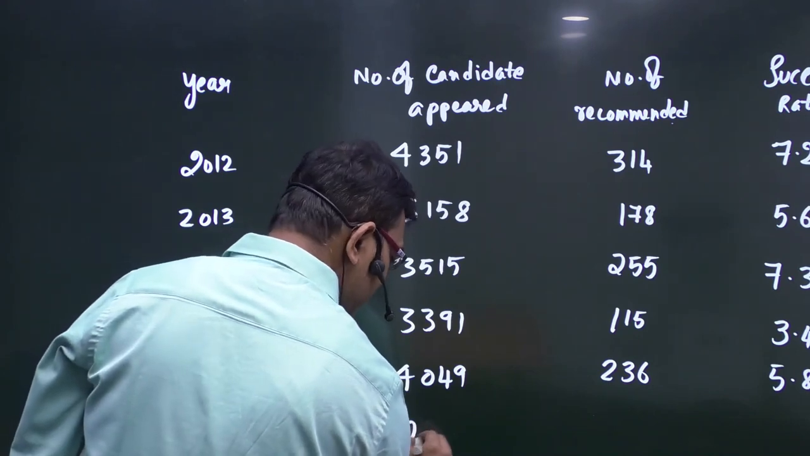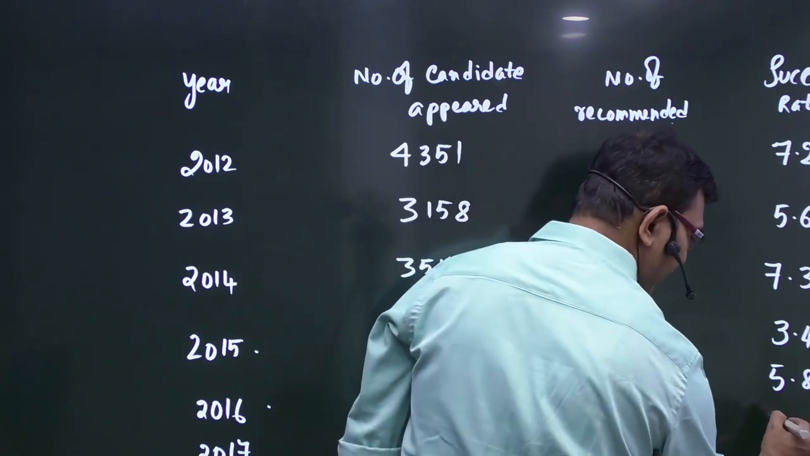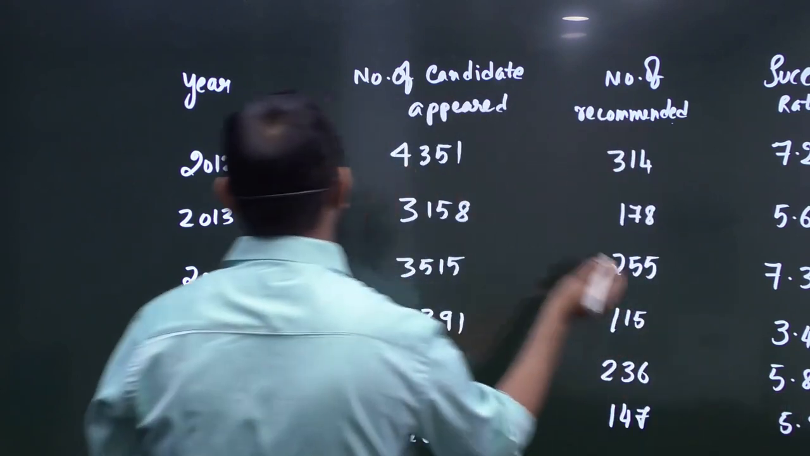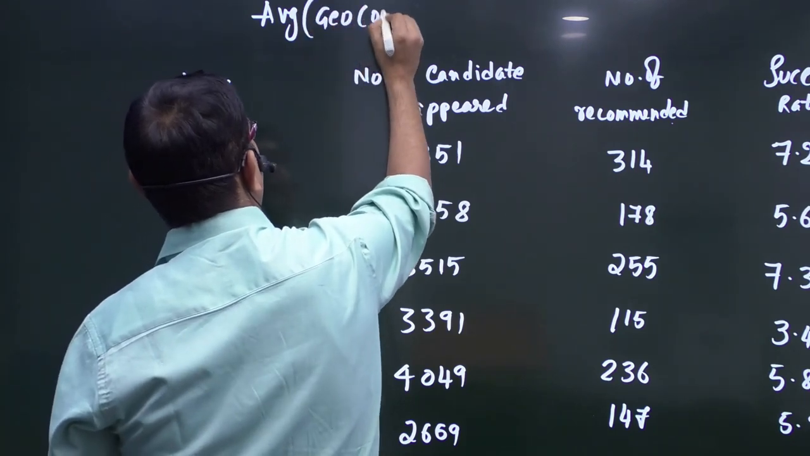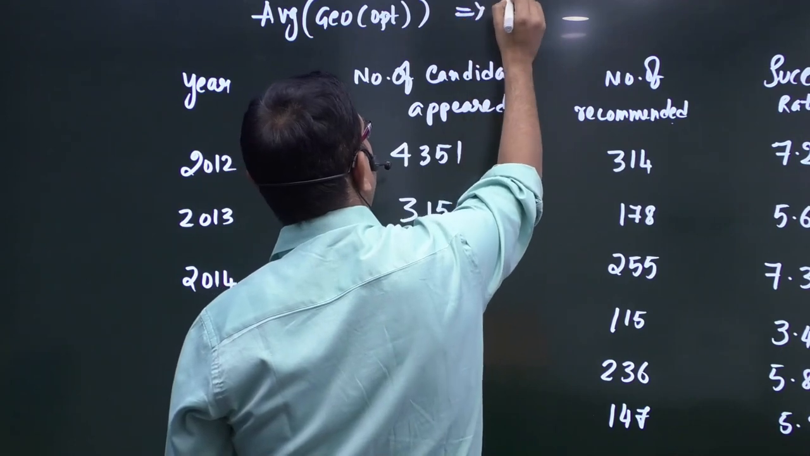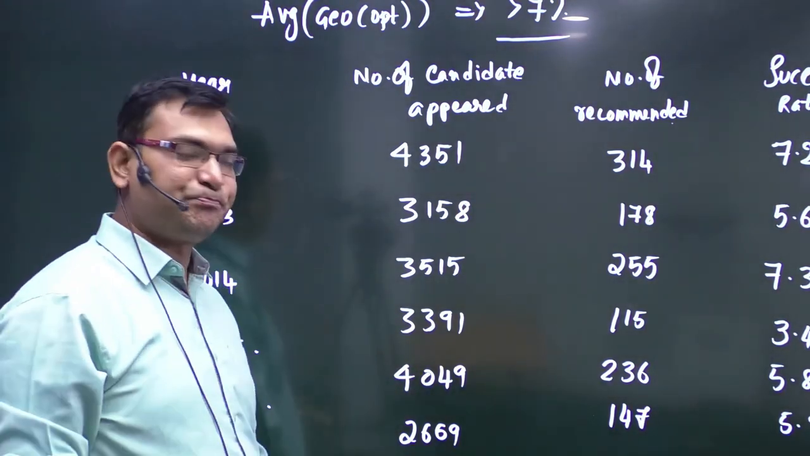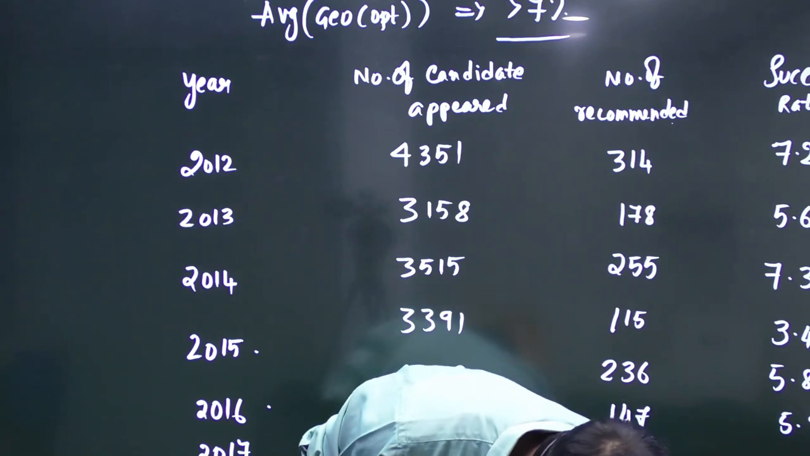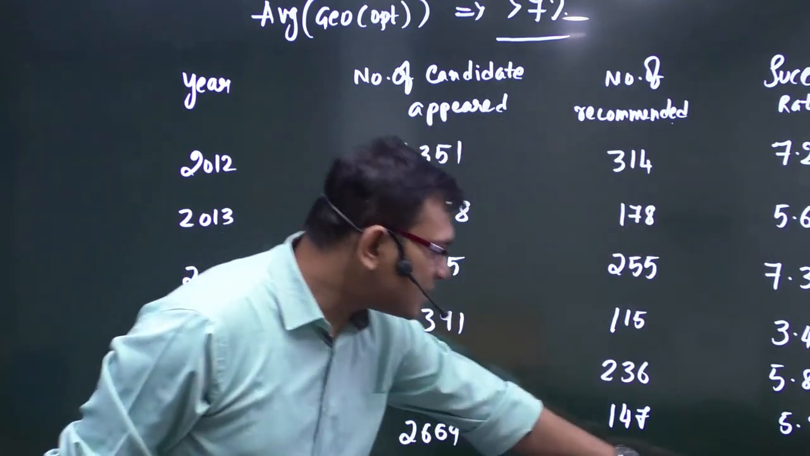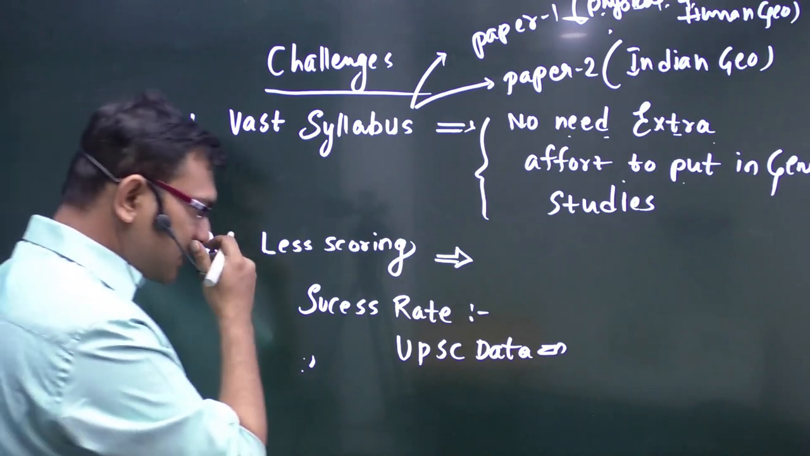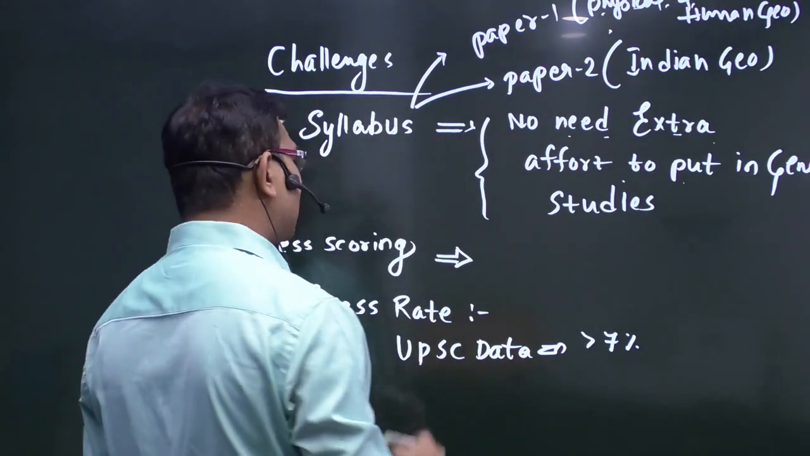Then 2017, how many? 2669 people appeared and 147 were selected, which is 5.5%. So if I take the average of all the years, the average in the geography optional is more than 7%, I say. So compared to other options, the success ratio is very, very high. Clear? So this is your one thing. Then also, they say less scoring. What is that? Less scoring. The success ratio is more than 7% in the UPSC, according to the UPSC data. Less scoring. Sir, why is it less scoring?